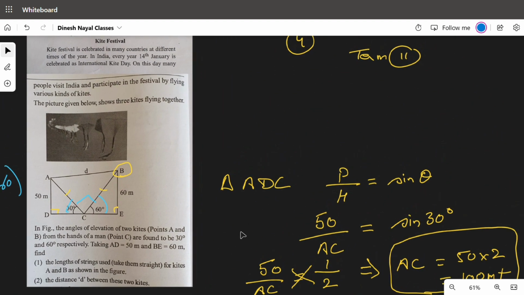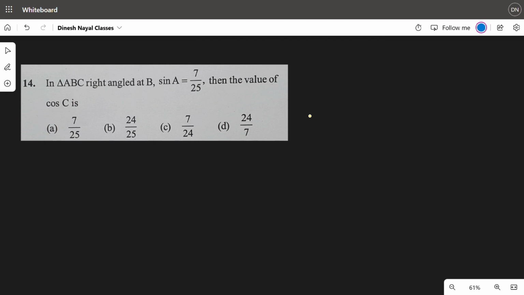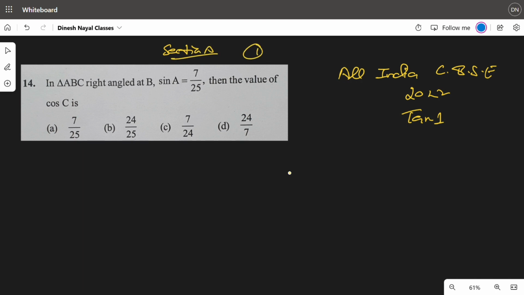Okay, so that finishes our question. So our next question is question 14. This was from All India CBSE 2022, term 1, section A, and this is for the one marker. As you can see, you have some options. So basically, students, I have chosen all the questions from these previous year question papers so that it covers all the syllabus of trigonometry in class 10. It is going to cover all your syllabus in CBSE.